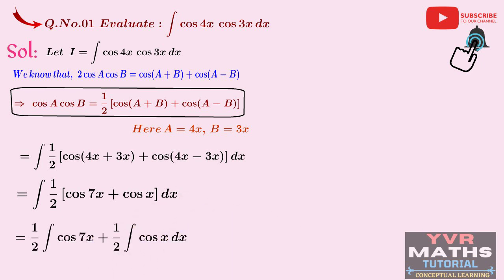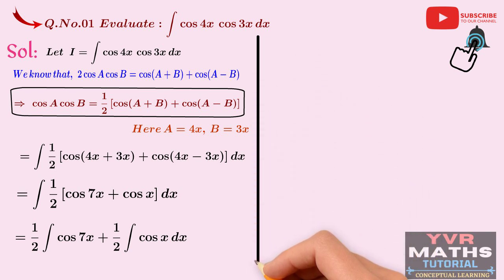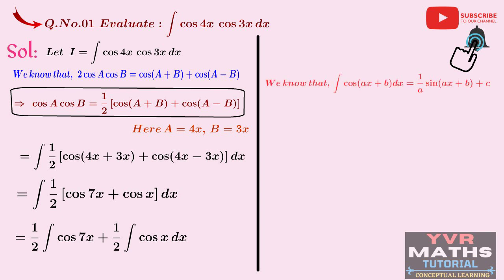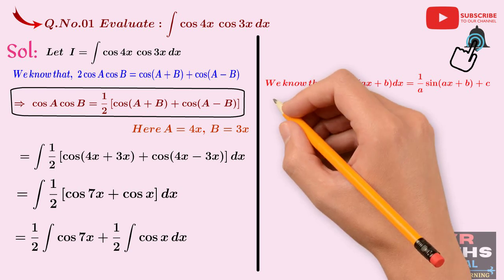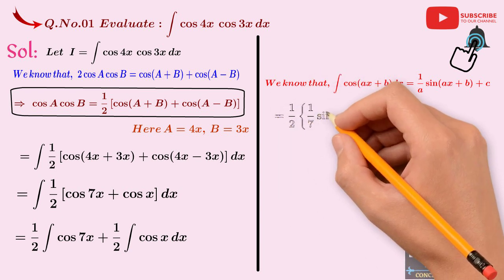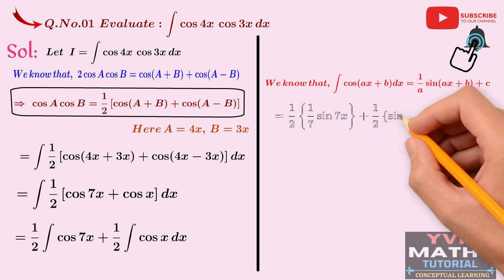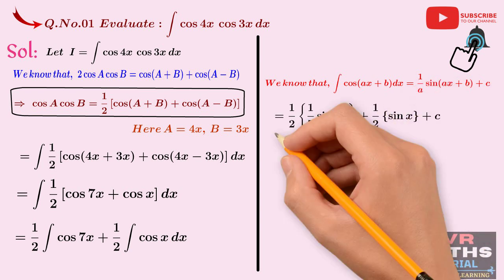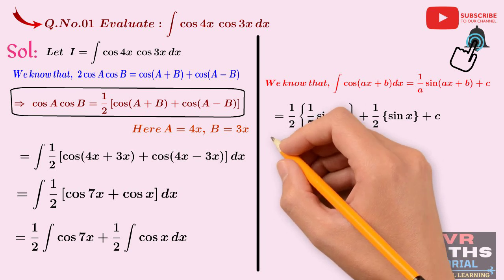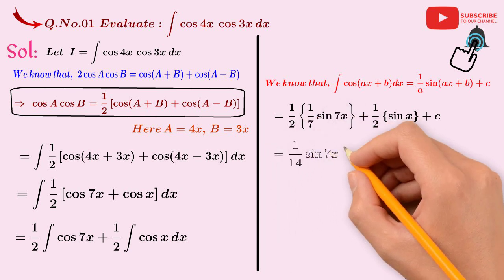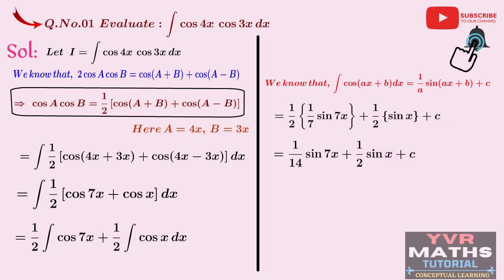If you observe this step, the first integral part is in the form of integral cos of ax plus b and the second integral part is in the form of integral cos x, standard formula. So we know the standard formulas. By applying these standard formulas, in the next step we get 1 by 2 into 1 by 7 sin 7x plus 1 by 2 into sin x plus c. Simplify this one, then the final step is 1 by 14 sin 7x plus 1 by 2 sin x plus c. So this is the final answer for the given integral.